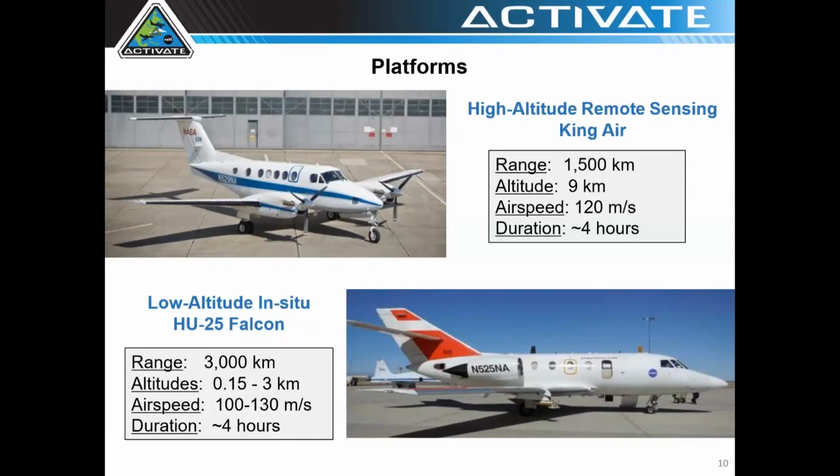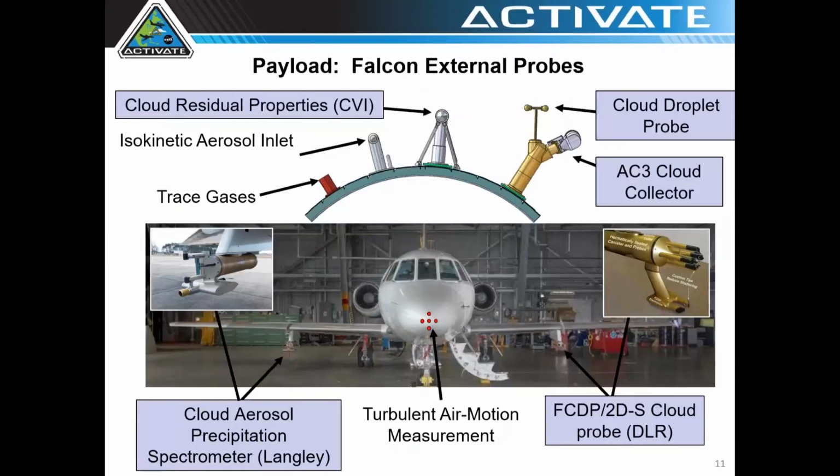Sometimes, one of the planes has to do a delay loop and come back to catch up with the other plane. This is a picture of some of the probes on the outside of the Falcon, which is the lower plane flying in the boundary layer. We've got various probes on the top manifold of the plane for sampling things like gases, aerosols, cloud water, and cloud droplets. On the wings, we have different probes looking at cloud and raindrop size distributions.